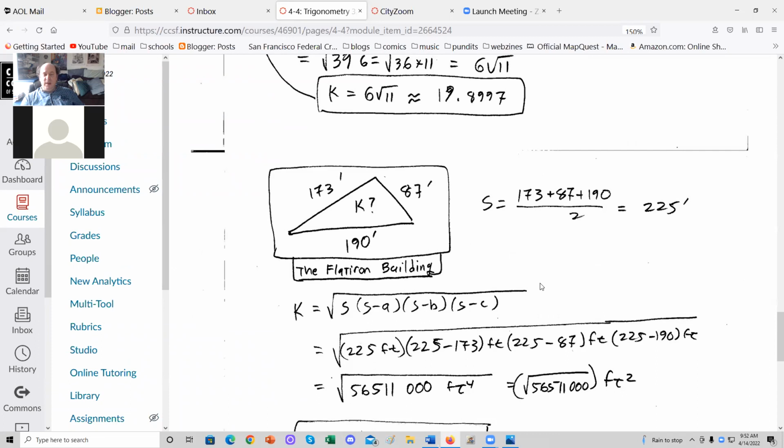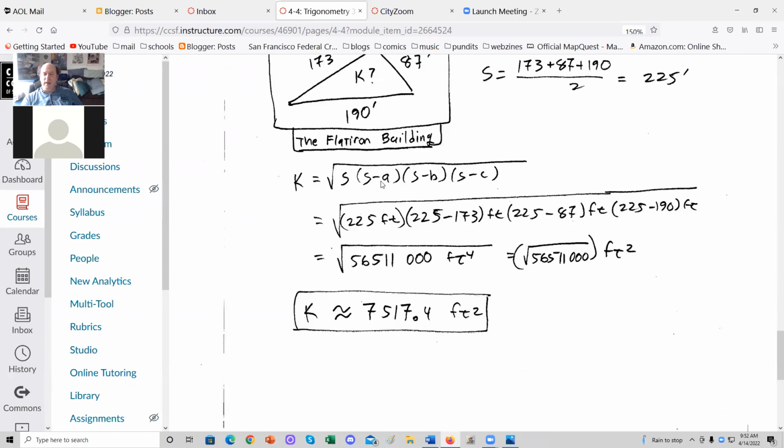The book gives this thing about something called the Flatiron Building, some triangular building in New York City. I don't know why, I'd never heard of it before, but apparently they thought it of interest. The lengths of its sides are 190 feet, 87 feet, and 173 feet. What is its area? First, the semi-perimeter: 173 plus 87 plus 190 all over 2, which comes to 225. So K equals the root of S, S minus A, S minus B, S minus C. That's the root of 225 feet times 225 minus 173 feet times 225 minus 87 feet times 225 minus 190 feet.